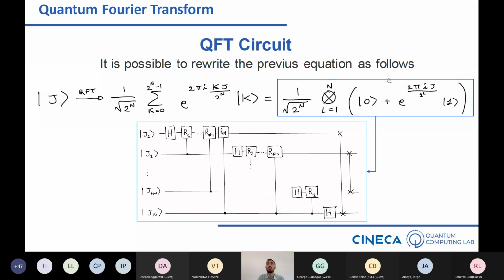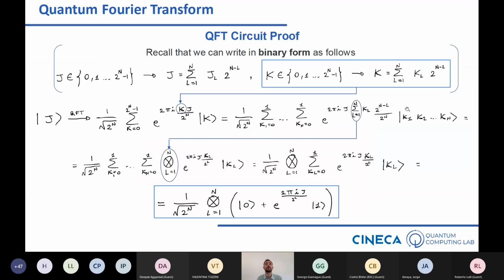this state here into this tensor product here. And you can see it by yourself. You just employ this fact here, which is basically the way you write a number in binary form. You employ it in the exponent, and at the end you get this one.